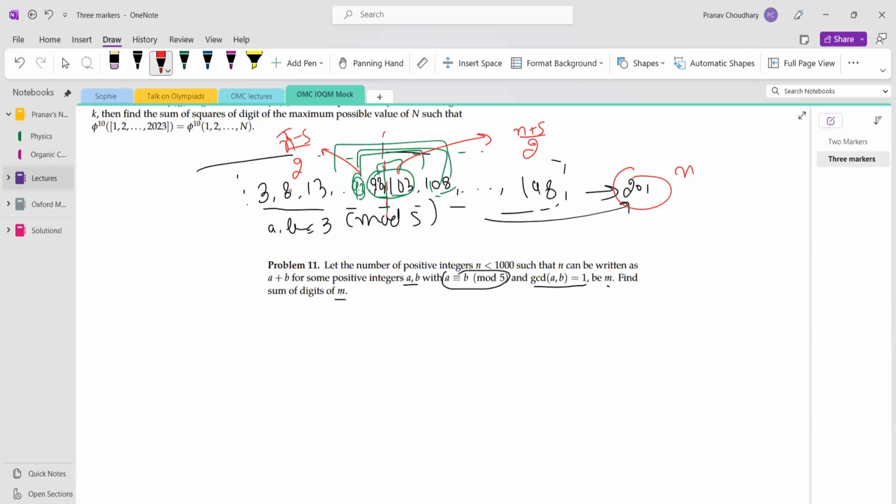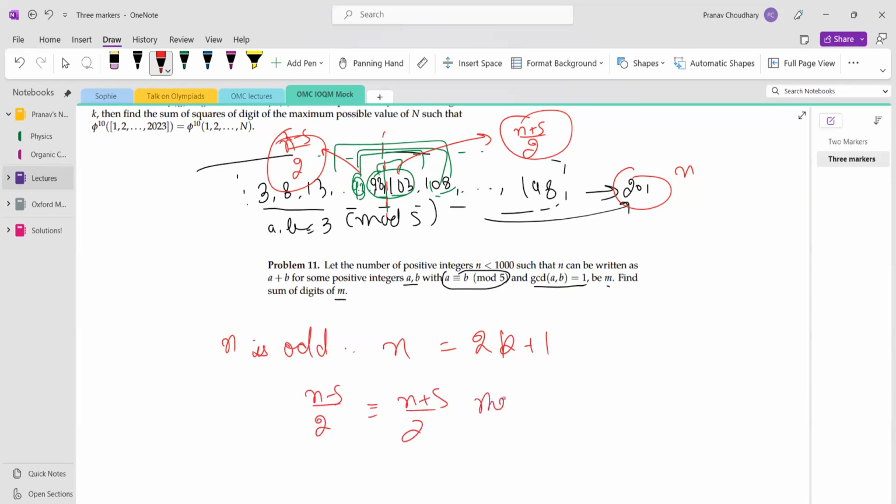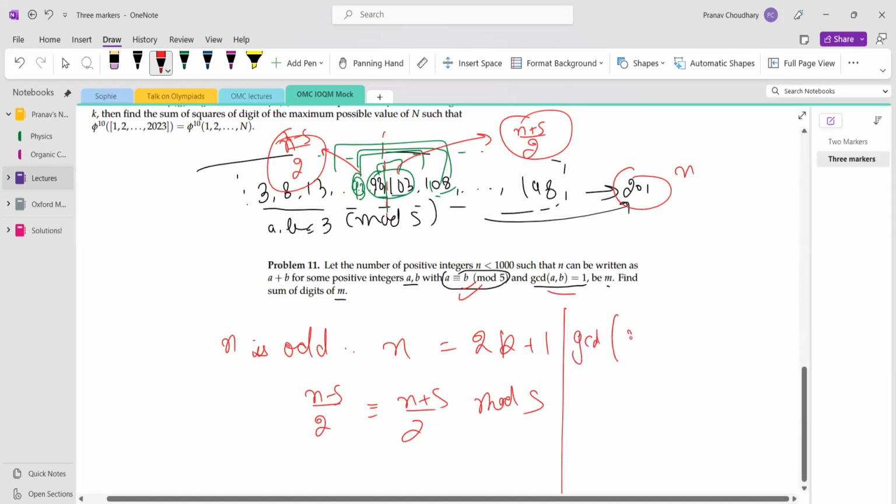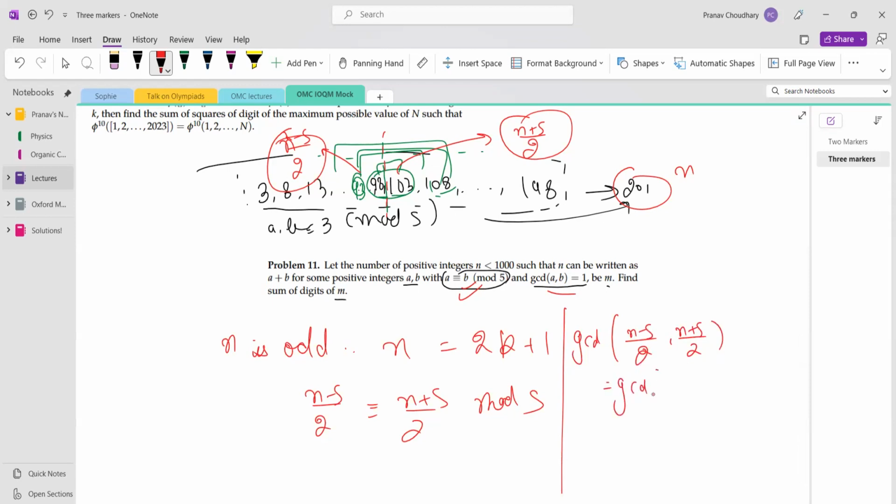So why not just see if these two numbers work? So let's see. If n is odd, n equals to 2k plus 1, then obviously n minus 5 by 2 is congruent to n plus 5 by 2 modulo 5. So this condition is satisfied. Let's talk about the GCD. So GCD of n minus 5 by 2, comma n plus 5 by 2 is GCD of n minus 5 by 2, comma minus n 5.